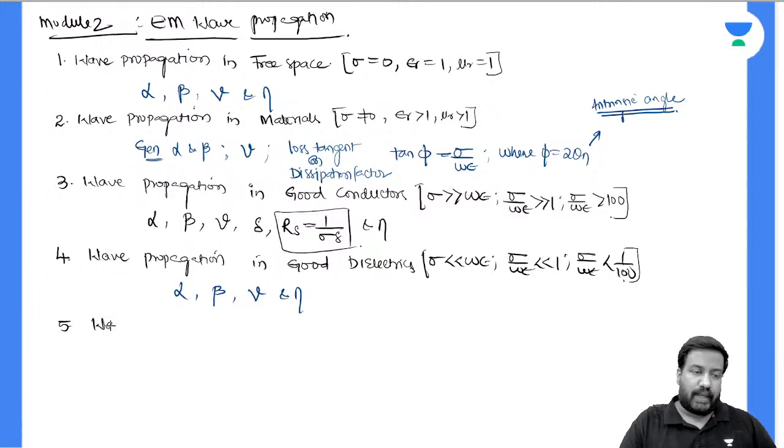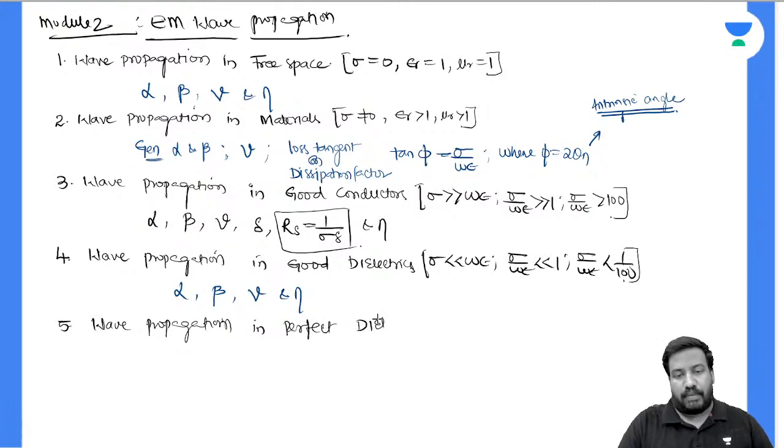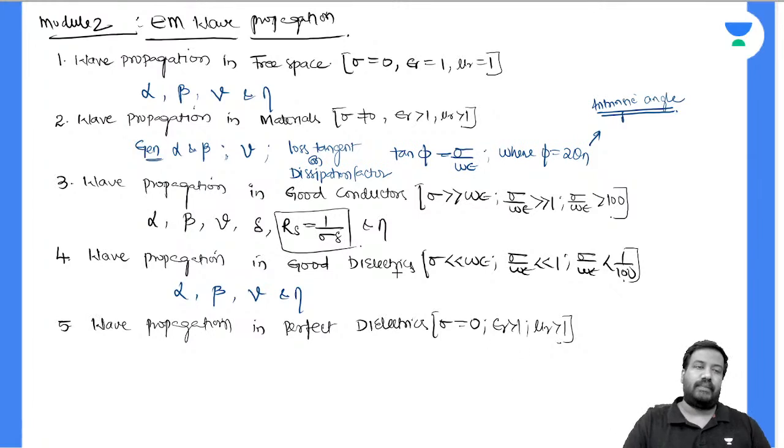Then we have seen wave propagation in perfect dielectrics, sigma 0, epsilon r greater than 1, mu r greater than 1. Here also we derive terms like alpha, beta, velocity and eta.